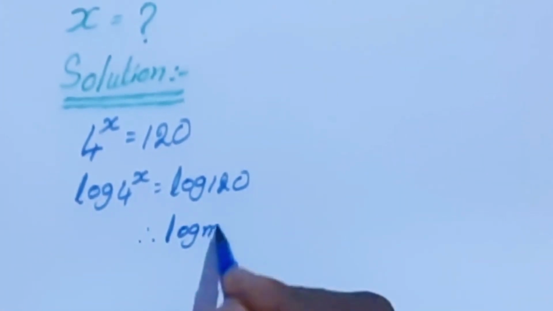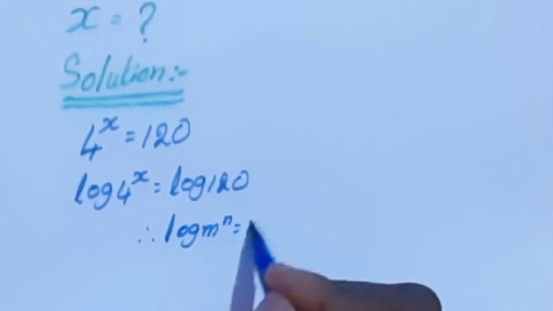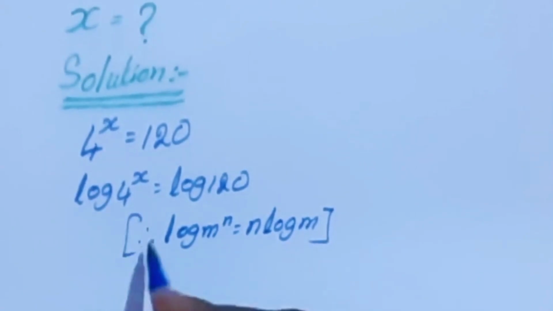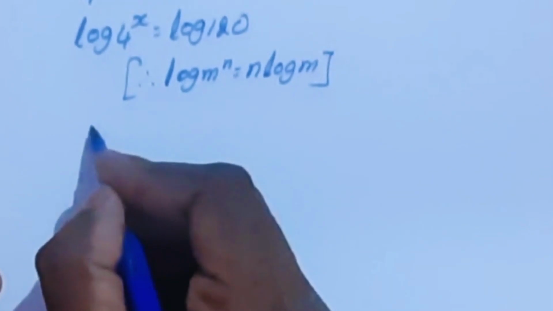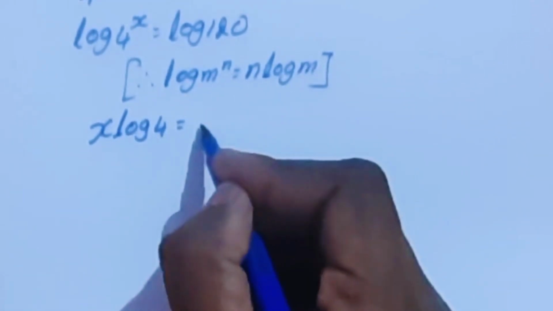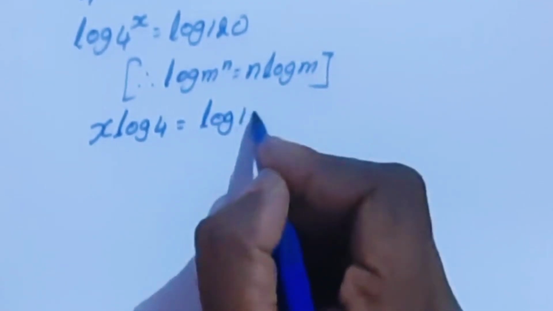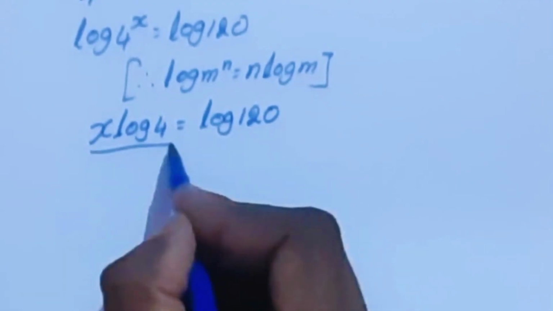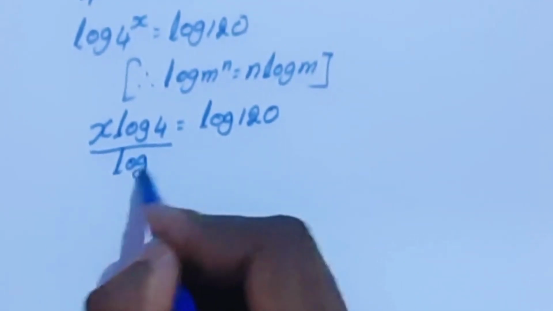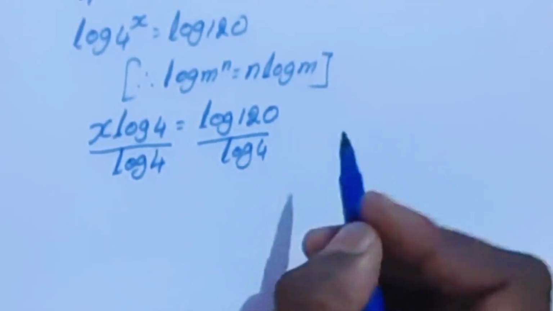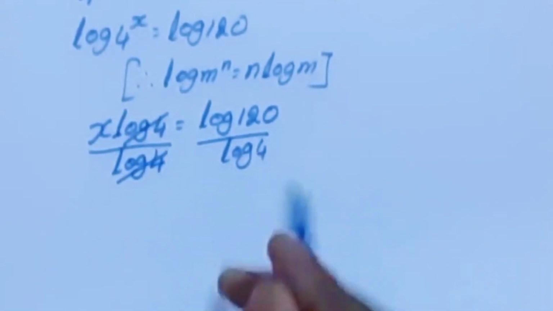Log m power n equal to n log m. This power formula we are going to apply here. So we'll get here x log 4 equal to log 120. Now here divide by log 4 on both sides. Log 4 here, log 4. Now this log 4 cancels this.